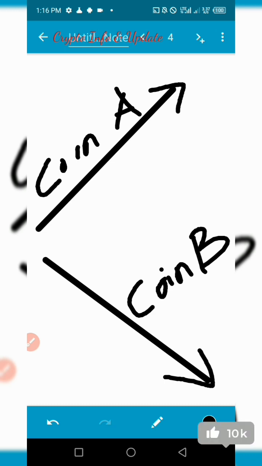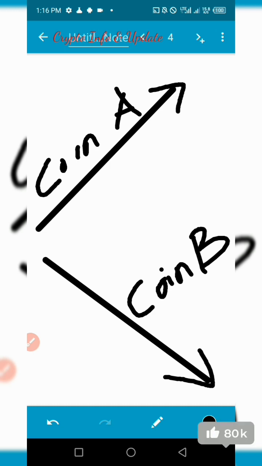So don't forget, like I said earlier on, pair trading is simply you, the trader, buying a currency, let's say currency A, and then at the same time selling currency B. Do you get the point? Don't forget, the key words there are at the same time. So simultaneously, you execute both trades.